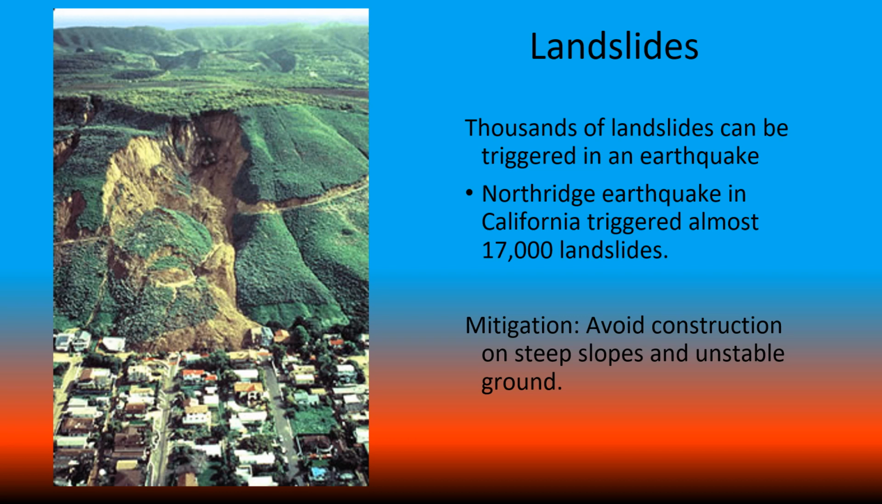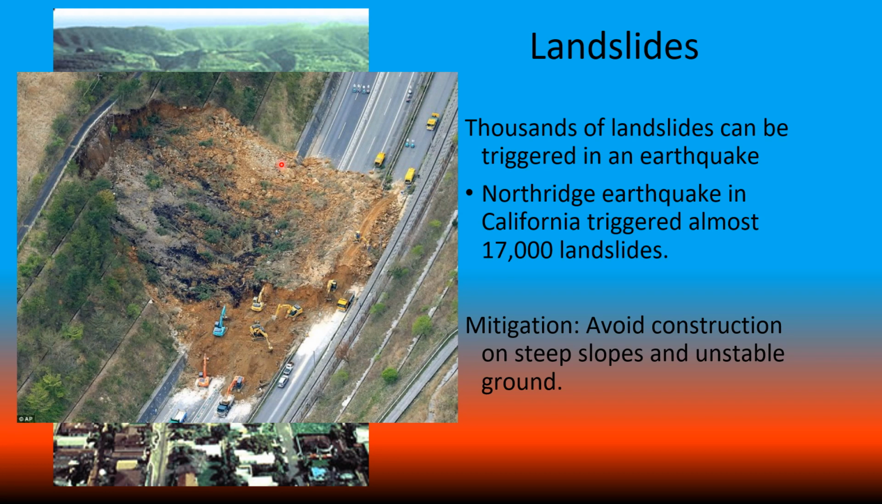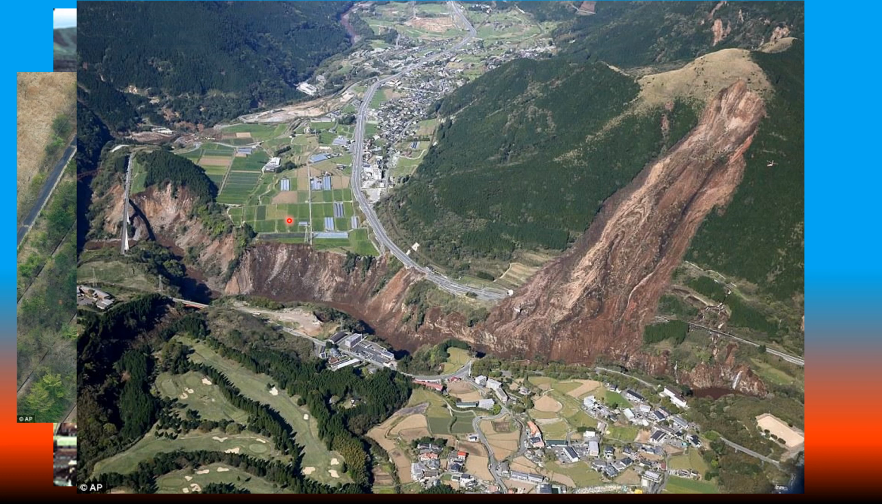Then we have landslides. So thousands of landslides can be triggered in a single earthquake. Over there on the left, you'll see the Northridge earthquake in California that triggered almost 17,000 landslides. This is one such landslide where it's basically taken out the first block of this subdivision here. So the earthquake caused a lot of this soft material to collapse and fall. And the way to really avoid this is just avoiding construction on steep slopes, or at the base of steep slopes, or avoiding construction anywhere where there's unstable ground.